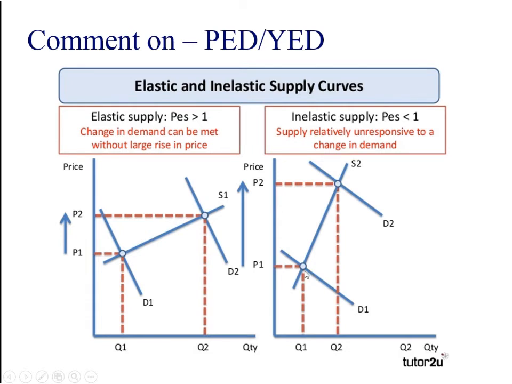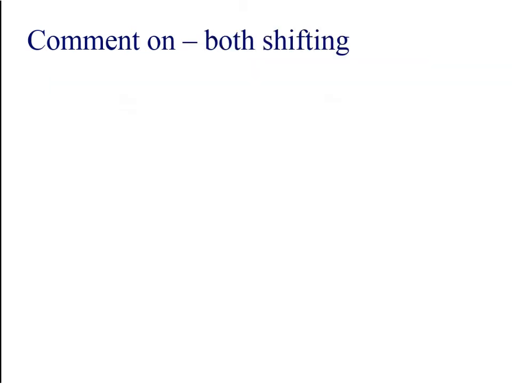Here we've got the same shift, is it the same shift? Same size of shift happening, but we've got a larger increase in the price than in the quantity. So when we're shifting demand, the effect of it on the equilibrium quantity and the equilibrium price depends upon PES.